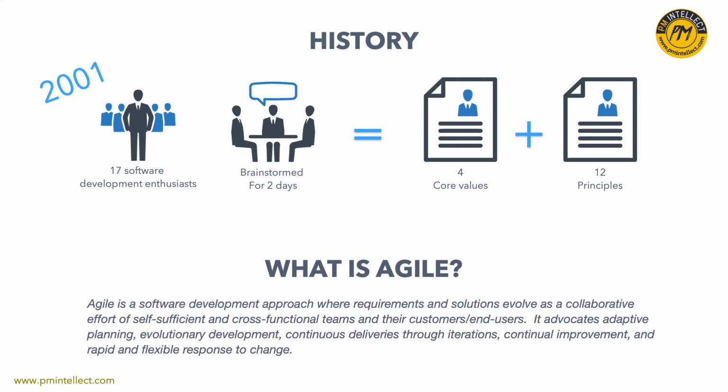Agile is a software development approach where requirements and solutions evolve as a collaborative effort of self-sufficient and cross-functional teams and their customers or end users. It advocates adaptive planning, evolutionary development, continuous deliveries through iterations, continual improvement, and rapid and flexible response to changes. Now, being agile is not just a matter of using a certain set of tools or practices. It really involves adopting a new mindset, which is based on agile values and principles.